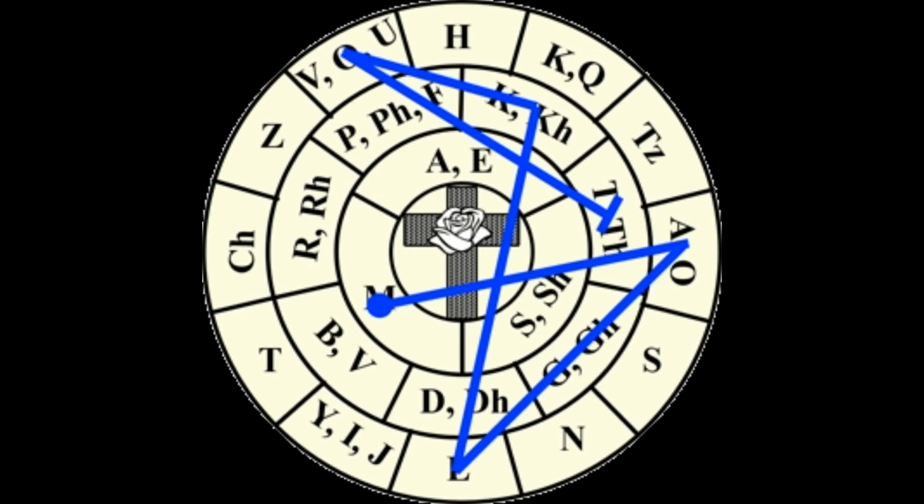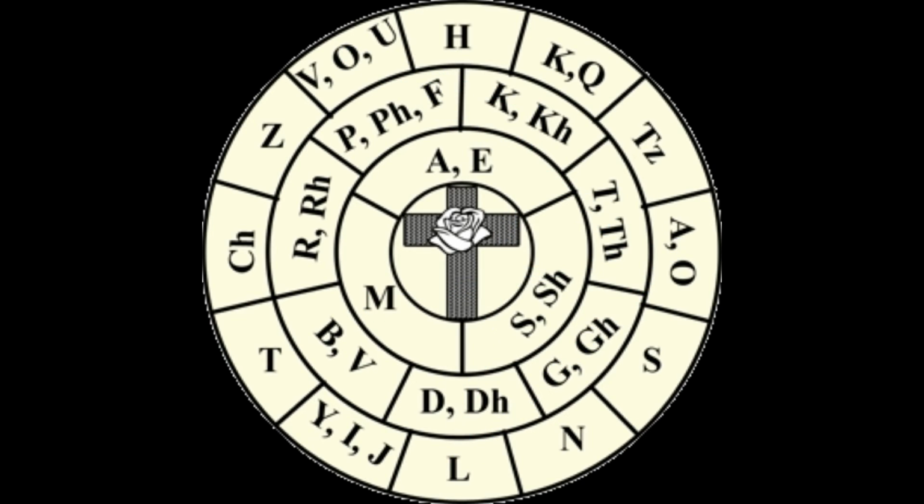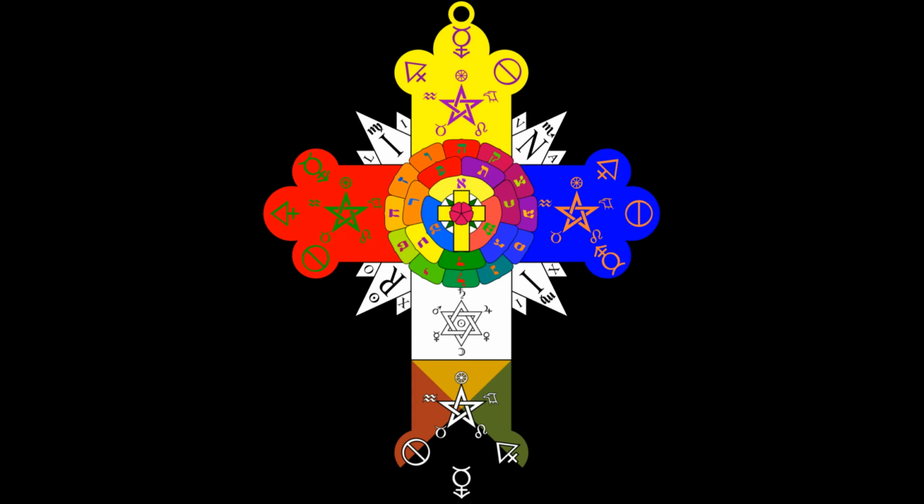All you have to do is type in the Rosy Cross sigil creator in any search engine, and you can come up with this. You can just print it up, download the picture. You might have to type in the English version.